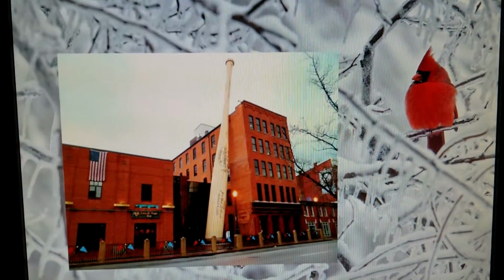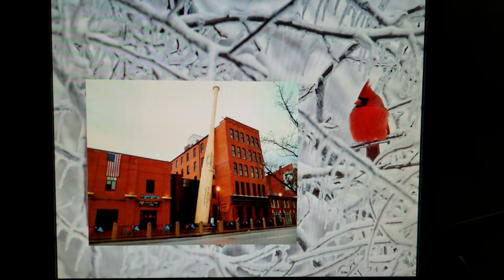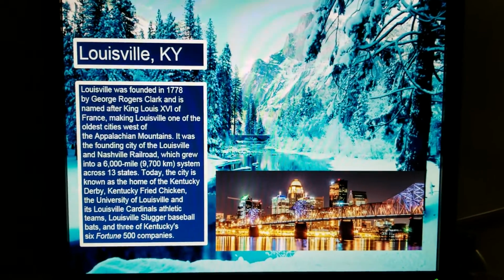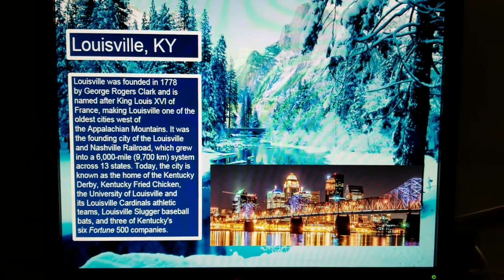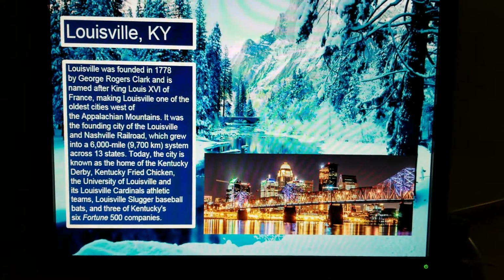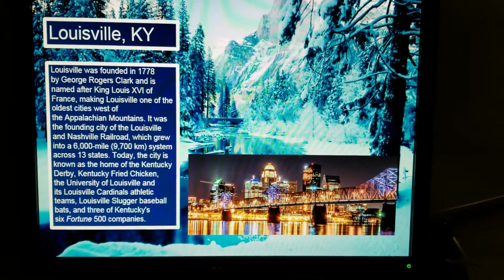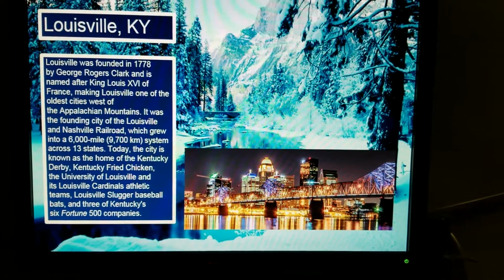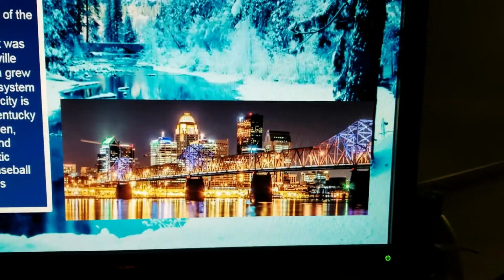A gigantic baseball bat outside of a building. It's a great hint as to where our location of the day is located, and it is in Louisville, Kentucky. They make a lot of baseball bats at that factory for professional athletes in Major League Baseball. Louisville was founded in 1778 by George Rogers Clark. It's named after King Louis XVI of France, making Louisville one of the oldest cities west of the Appalachian Mountains. And today, Louisville is known as the home of the Kentucky Derby, Kentucky Fried Chicken. University of Louisville and the Louisville Cardinals are located there as well. And we just talked about the Louisville Slugger Baseball Bat Factory is also there. Louisville, Kentucky is our location of the day.